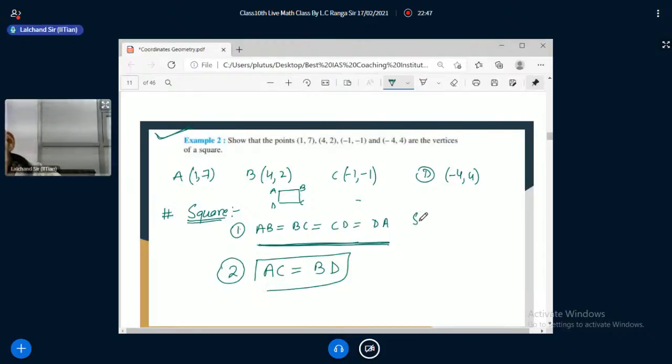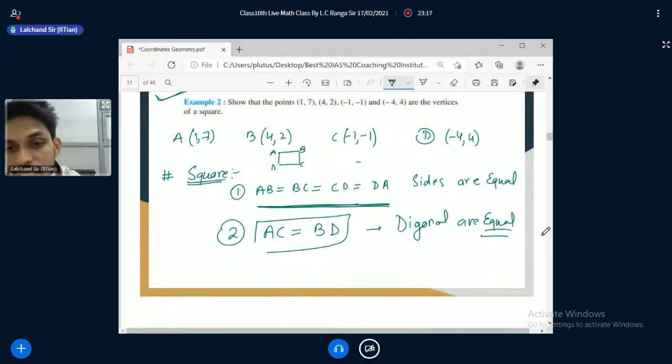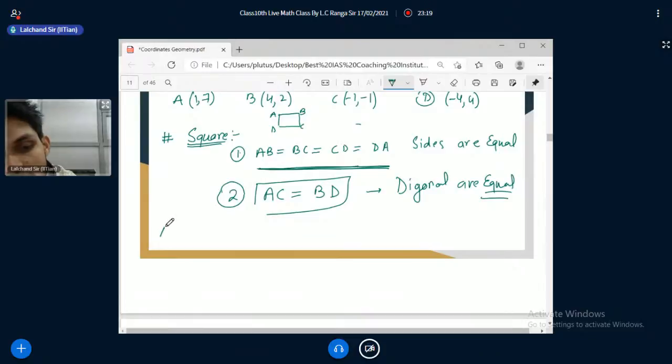So the first condition is that sides are equal, and the second condition is that diagonals are equal. Are you getting my point? What is the difference between a square and a rhombus? In a rhombus, it is not necessary that the diagonals are equal, but in a square, the diagonals are equal. Now we need to find out the distances, right? So first find out AB.